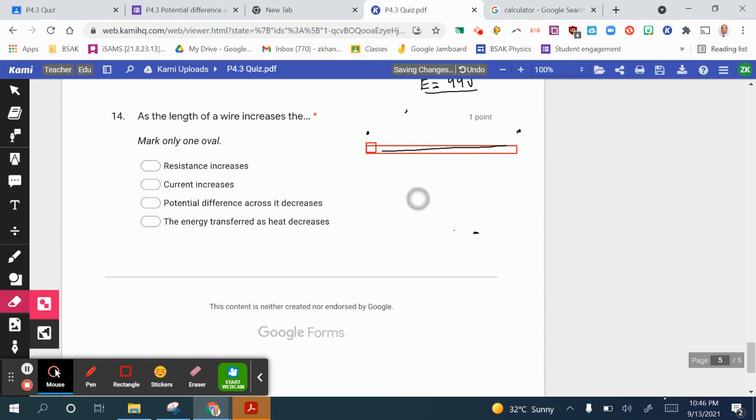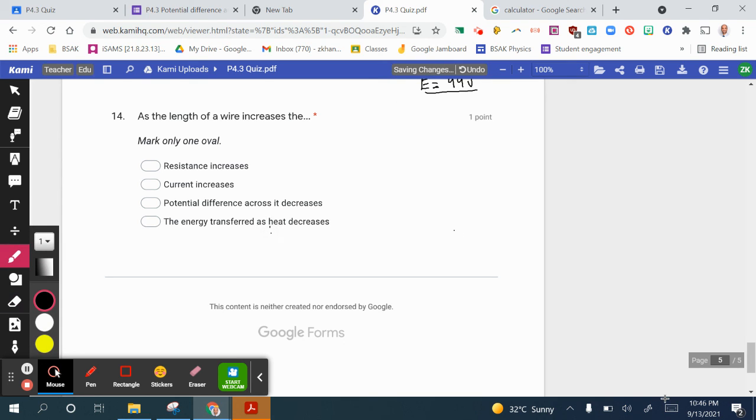So what we've got is the longer the wire, and this is what you would have done as an experiment as well, the resistance of the wire increases.